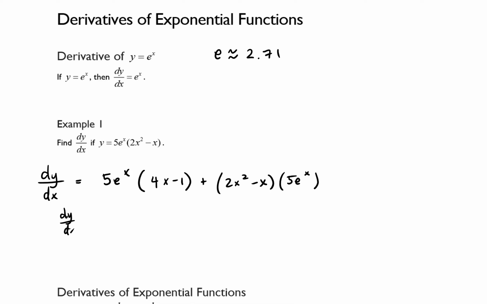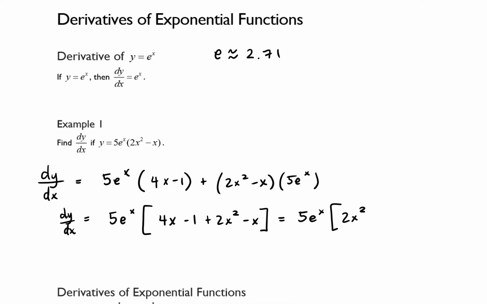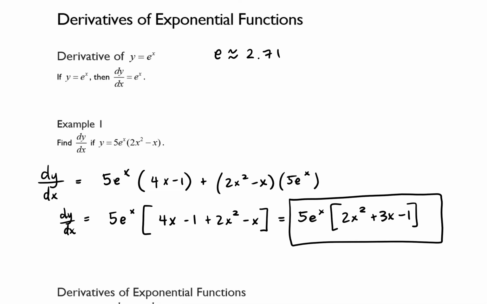Let's see if we can simplify that a little bit. So both of these terms have 5e to the x. I'm going to factor out 5e to the x, and then we'd have 4x minus 1 plus 2x squared minus x left over, and then we can combine some like terms. So we should get 2x squared plus 3x minus 1. And I'm going to box that to be our final derivative.